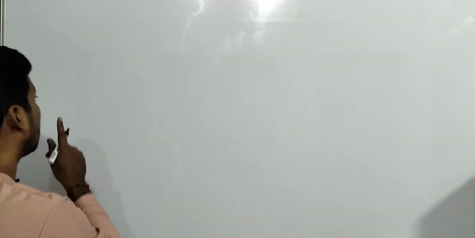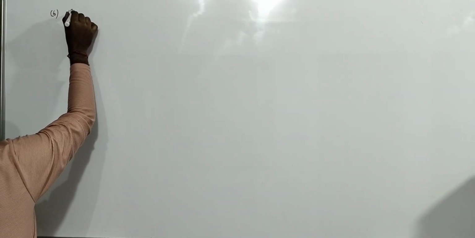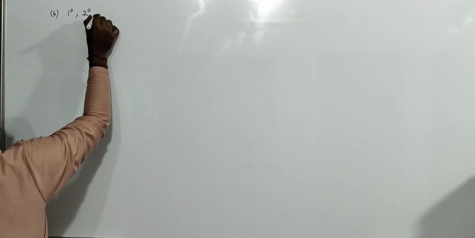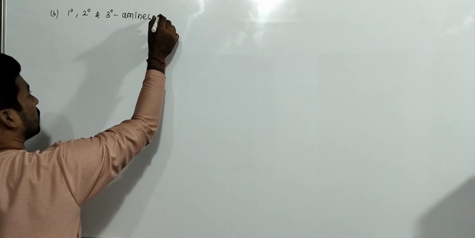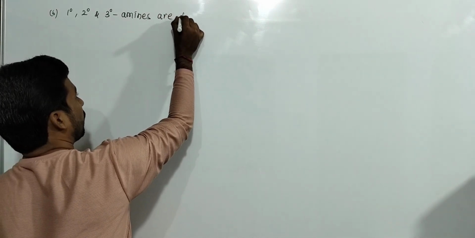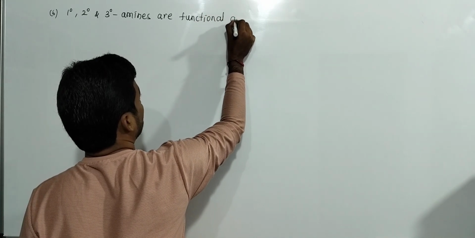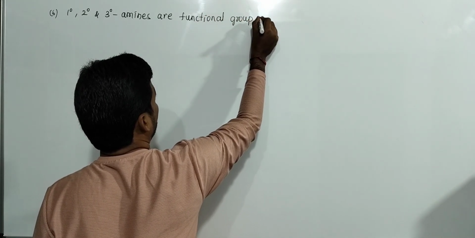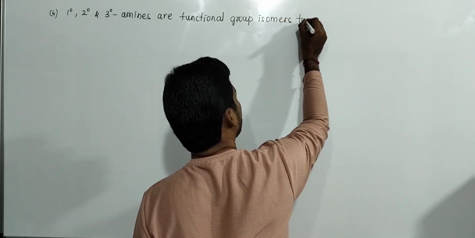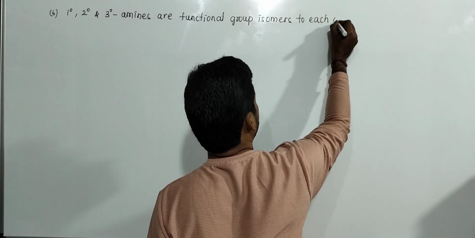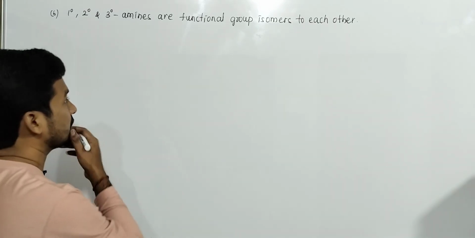Next, the 6th one: primary, secondary and tertiary amines are functional group isomers to each other. Primary, secondary, tertiary amines are functional group isomers to each other.